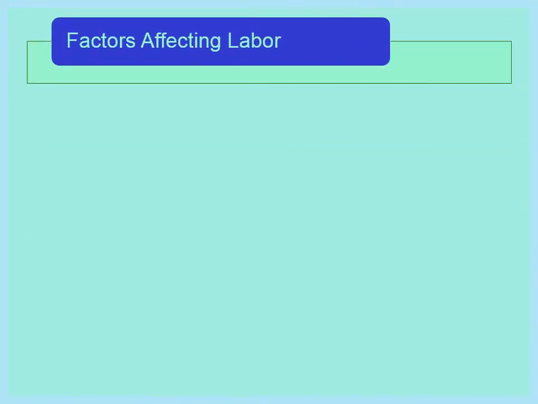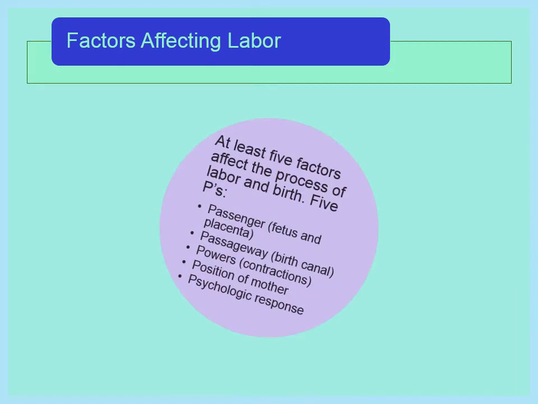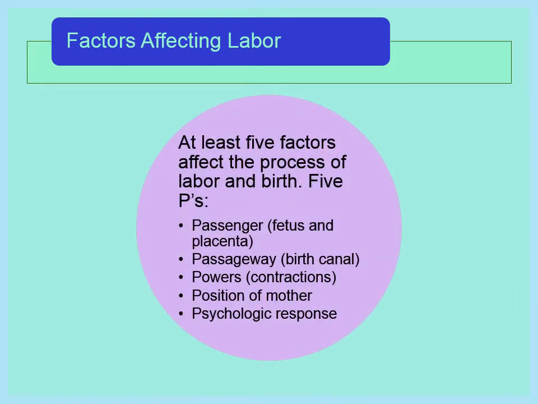The factors affecting labor. At least 5 factors affect the process of labor and birth. The 5 P's: passenger, fetus and placenta; passageway, birth canal; powers, contractions; position of the mother; and psychologic response.